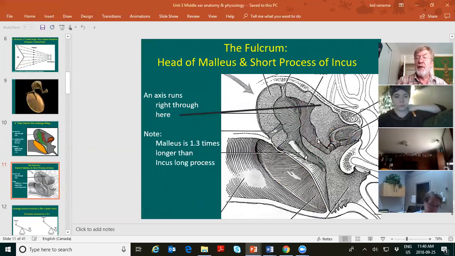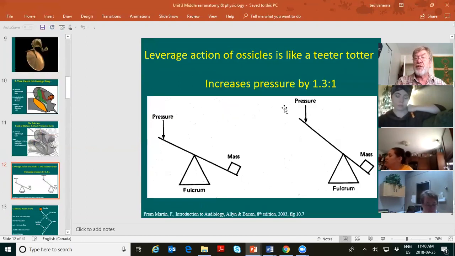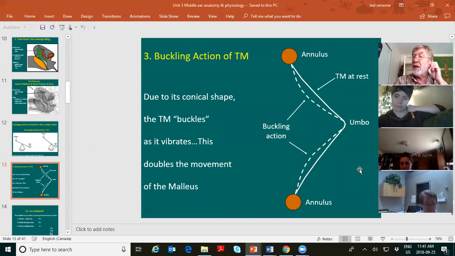And there's again, the length of the malleus compared to the length of the incus and the fulcrum. This line is telling you the fulcrum upon which that lever turns, much like a teeter-totter or a seesaw. One end is longer than the other, so you gain an advantage. And the third one is the buckling action of the eardrum itself.